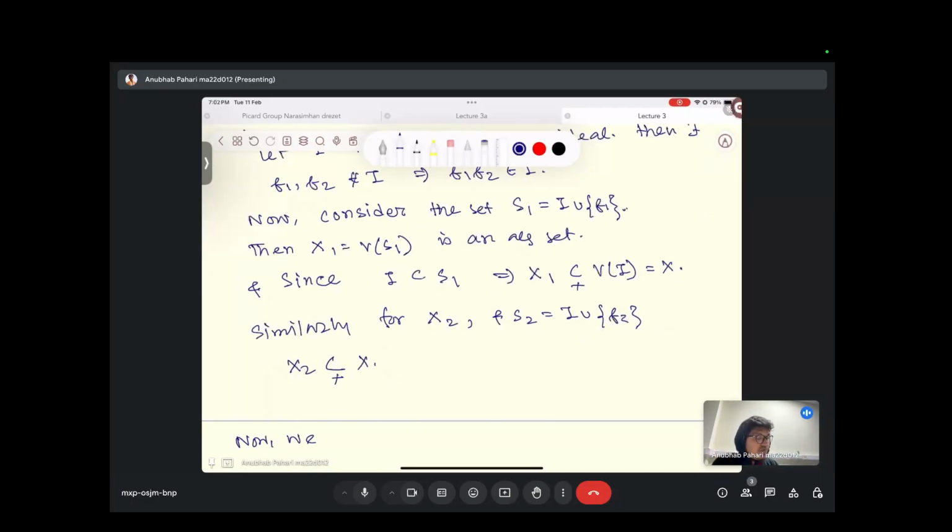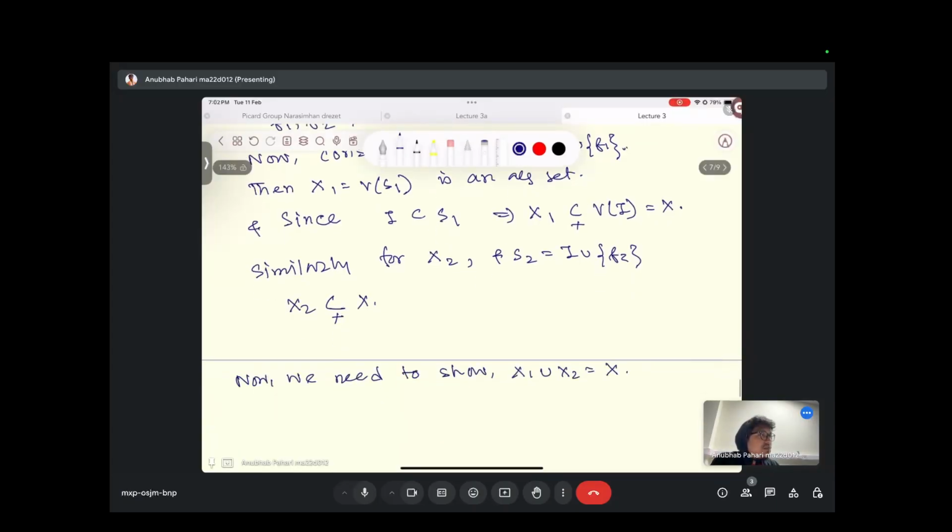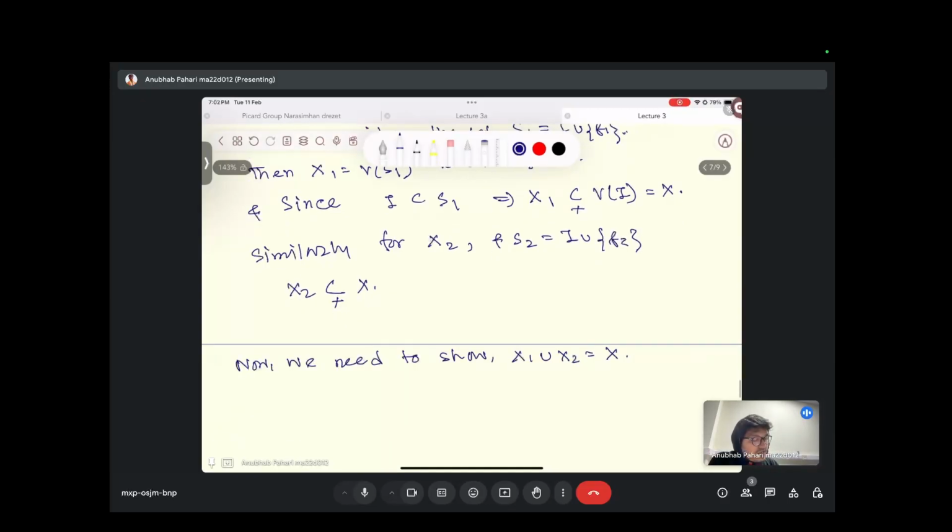We need to show that X1 union X2 equals X. So one thing is trivial, right? That is, X1 union X2 contained in X is trivial.